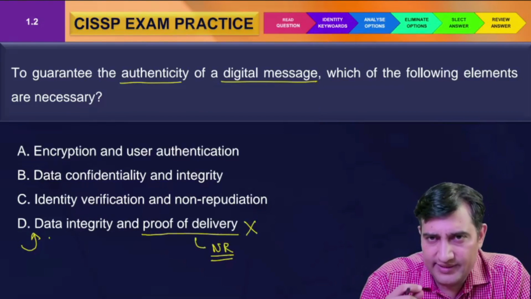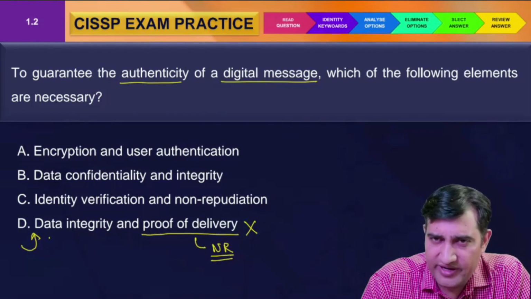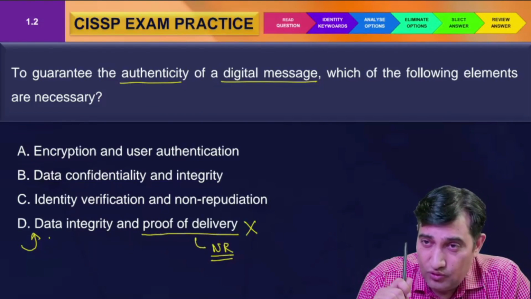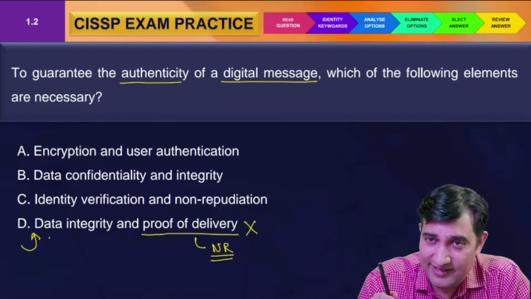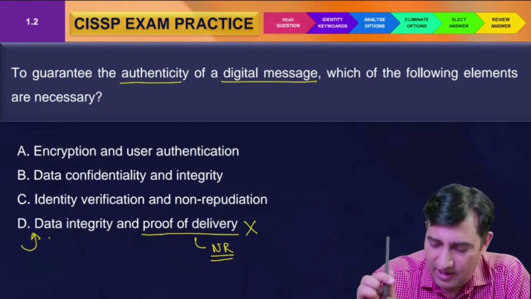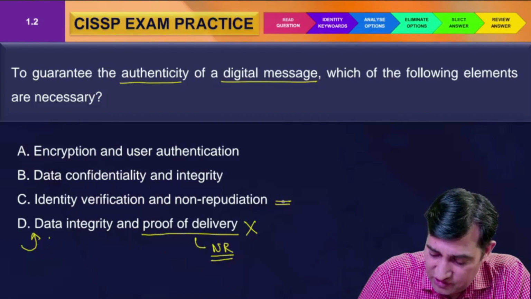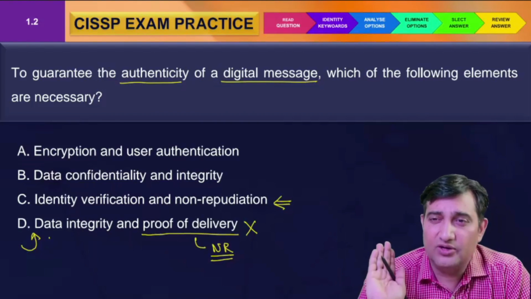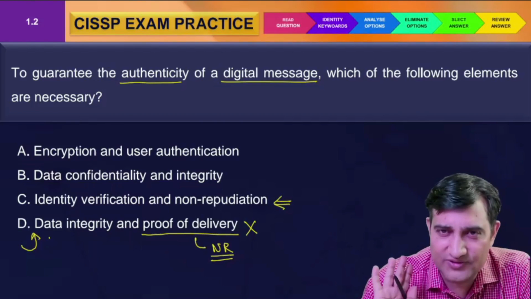The next one says identity verification. I think it's very important. The first thing you should be able to do is authenticate. Your identity has to be authorized, isn't it? And then there is an element of non-repudiation as well, because logs and everything are also created. I think this is a very strong contender, but still we are not going to take our decision. We are still going to be patient and go through the other options.